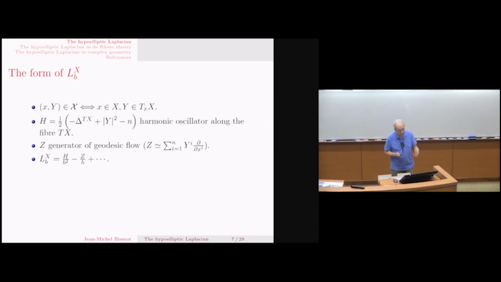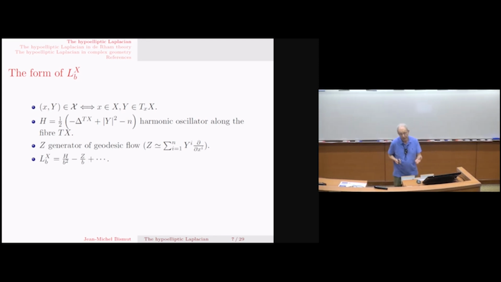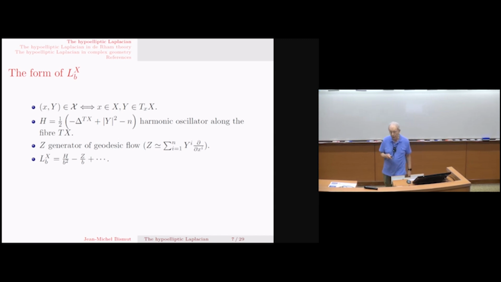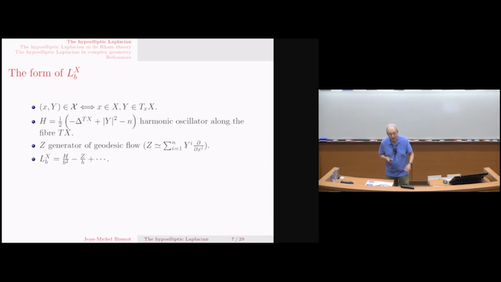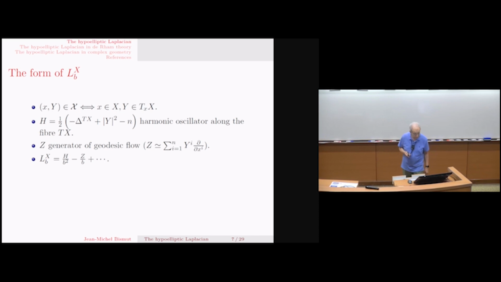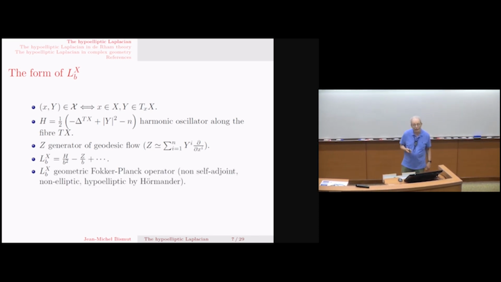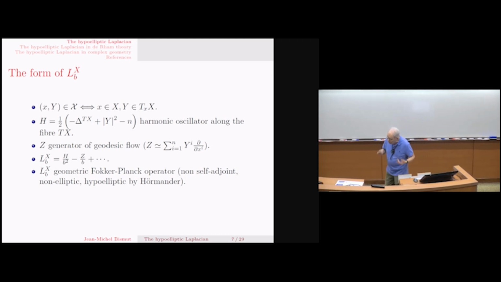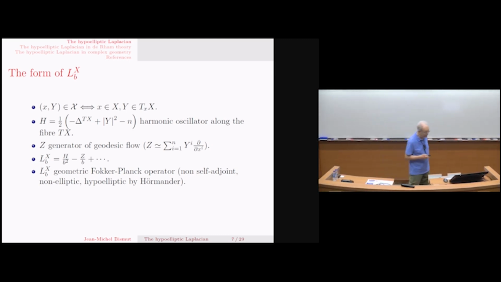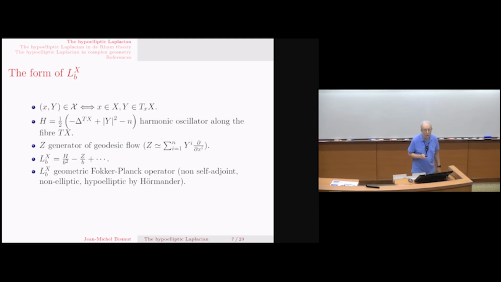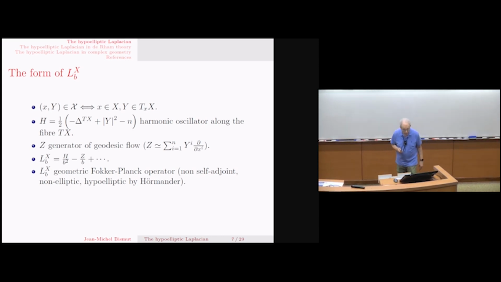So if you look at this operator, you see immediately it's not elliptic because it just differentiates twice in the fiber direction. It is not self-adjoint because there is a vector field, and this vector field tends to be skew-adjoint, but it is hypoelliptic in the sense of Hörmander. And what you see is that this operator, in some sense, is a known operator in statistical physics. Actually, it's a geometric form of the Fokker-Planck operator.